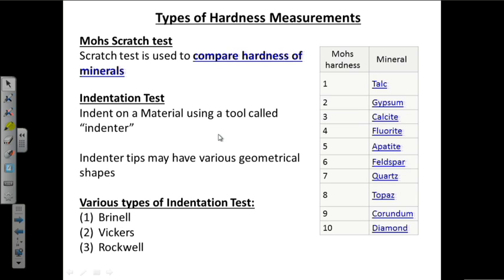These kinds of tests are performed in laboratories and also industrially. These 3 tests are Brinell, Vickers, and Rockwell hardness tests. In the next slide, I am going to describe those different kinds of tests.